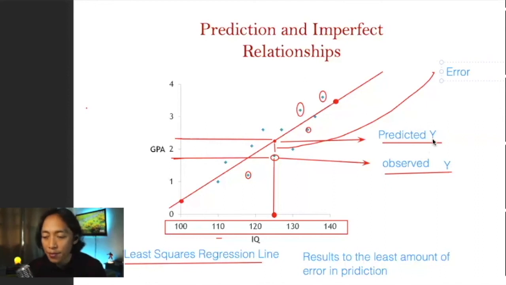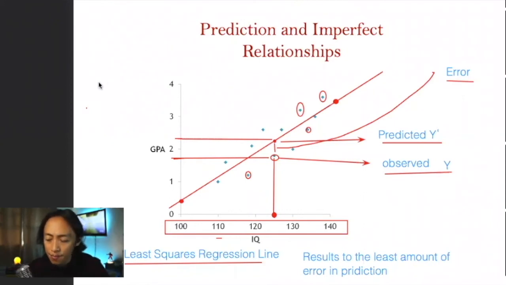By the way, the notation of the predicted Y specifically is Y apostrophe. The observed Y is simply Y. The predicted Y is Y apostrophe. And the difference between Y apostrophe and the regular Y, which is our observed Y value, our observed GPA, that difference is termed an error.